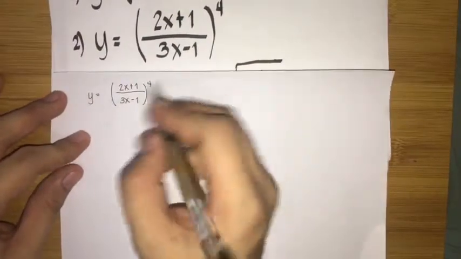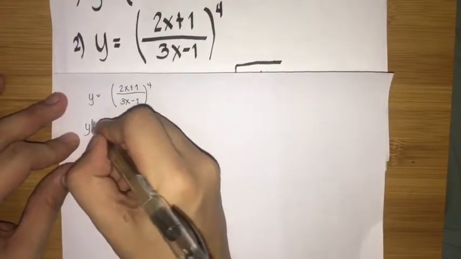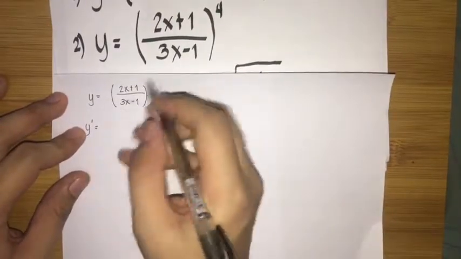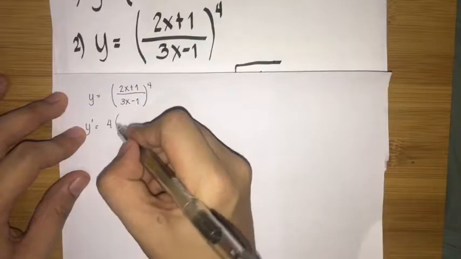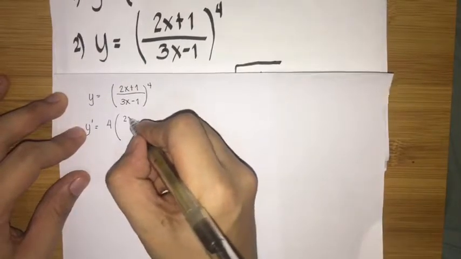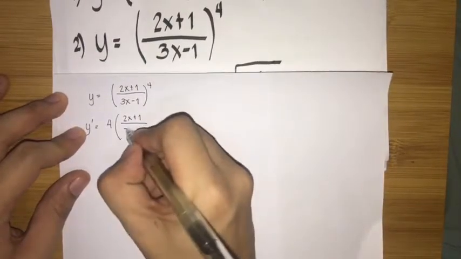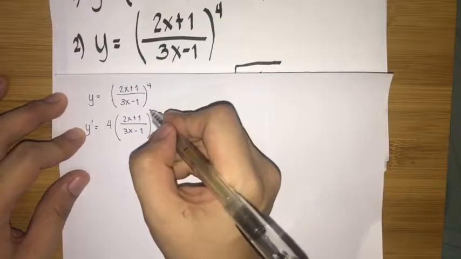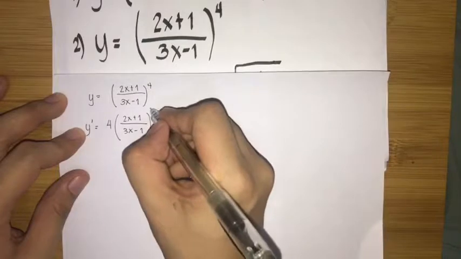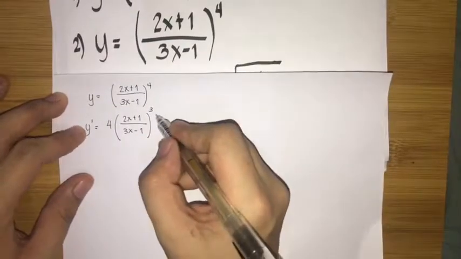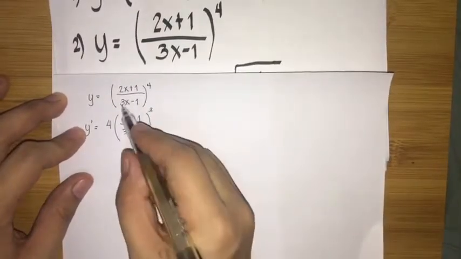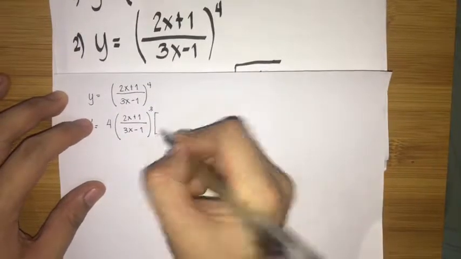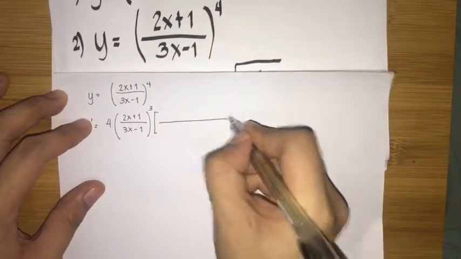So let's have it. Y prime will be, applying first chain rule, so we have 4 times copy whatever is the inside, which is 2x plus 1 over 3x minus 1 quantity raised to 4 minus 1 will be 3, and then let's proceed to the derivative of the inside, which is a quotient. So we will use the quotient rule.